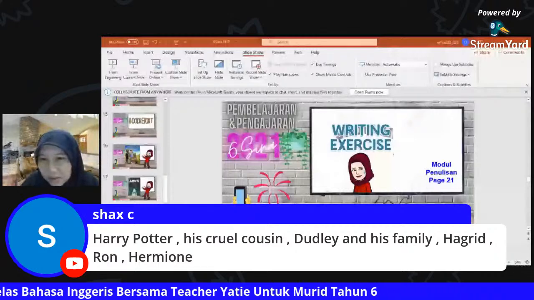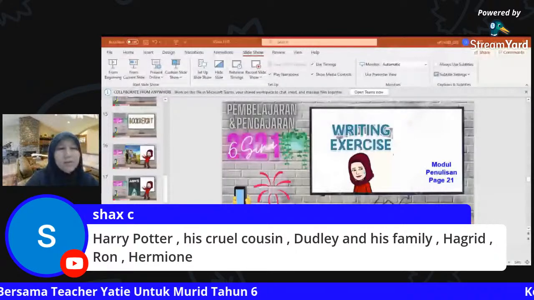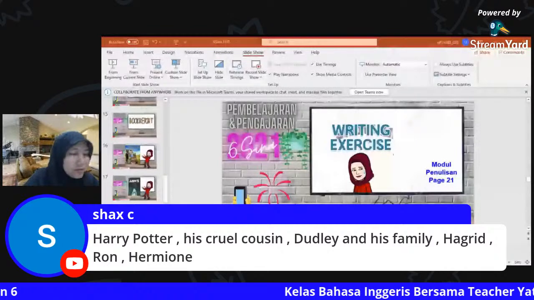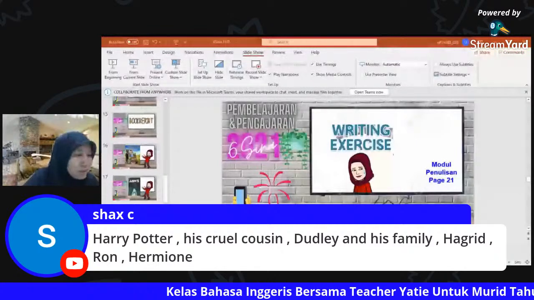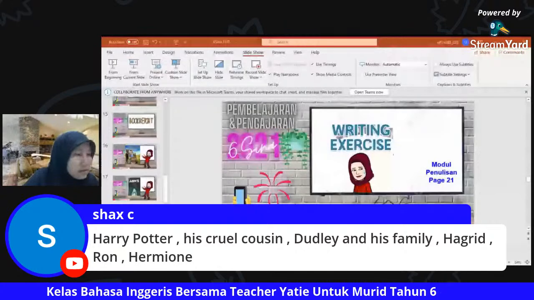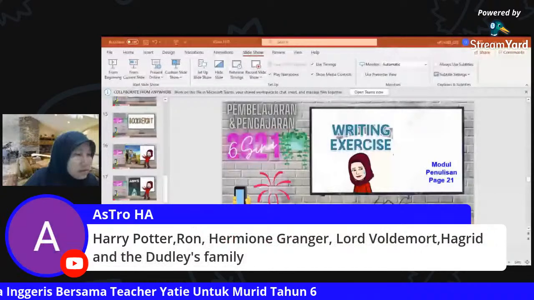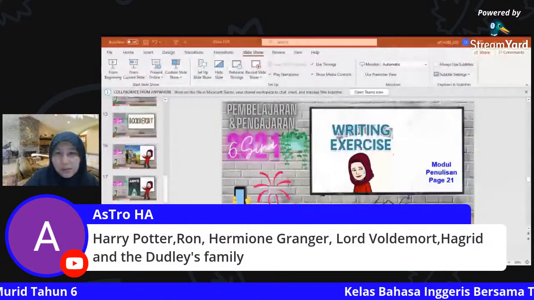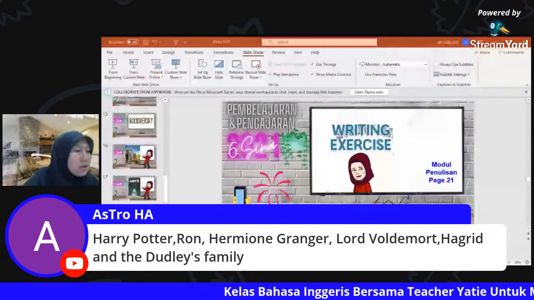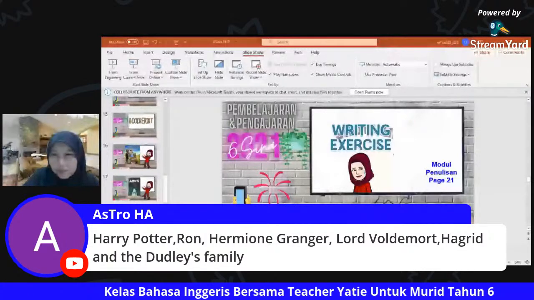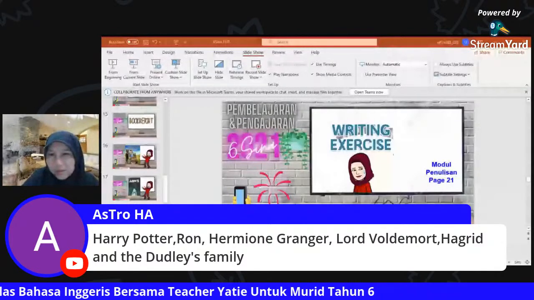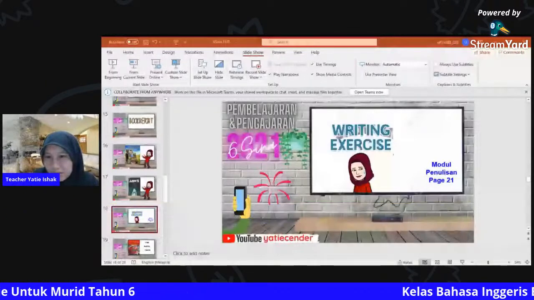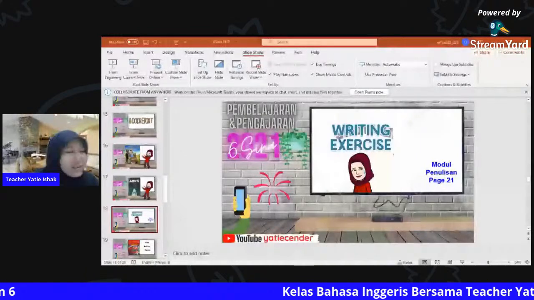Teacher can see Ishak has given his answer already. Harry Potter, yes, correct. So write those names of characters in the modul penulisan book there. Nurani, don't just write Harry Potter. Write the other names like Astro and Shaksi. Okay, so synopsis.